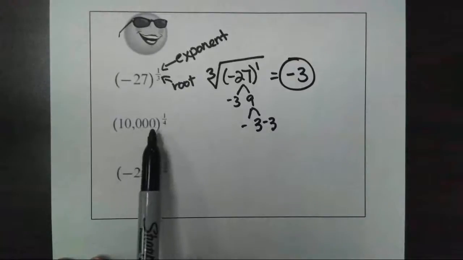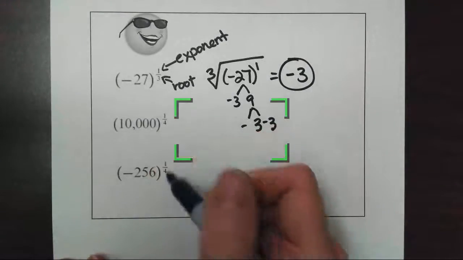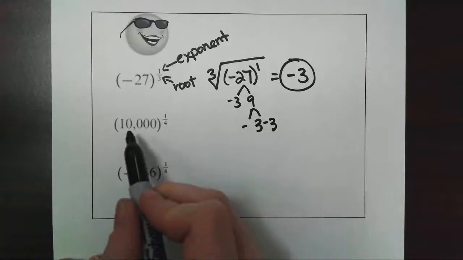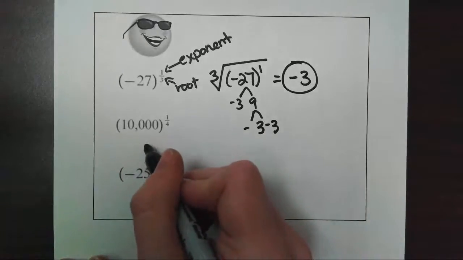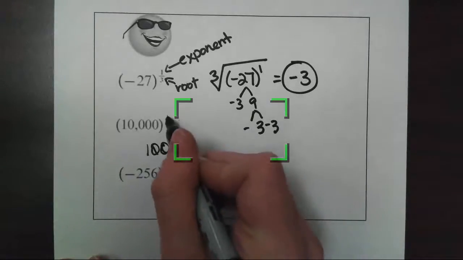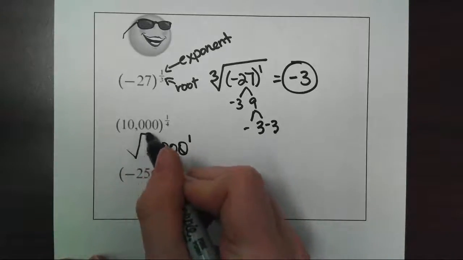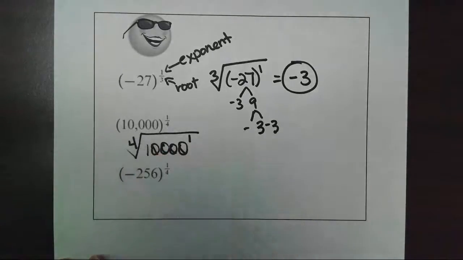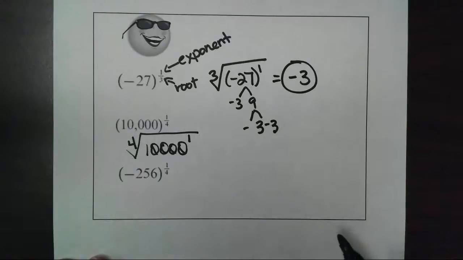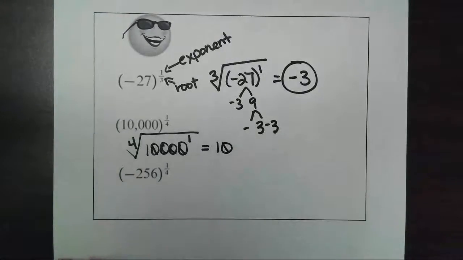Here I want to write 10,000 to the 1/4 power. Top number is my exponent, bottom number is my root. So if I'm just going to rewrite 10,000 to the 1/4 power, I know that I've got 10,000, and then my top number is my exponent, 1, and then my bottom number is the root that I am taking, so the 4th root. So I'm looking for the 4th root of 10,000. If I were to factor that out, I would get 10.